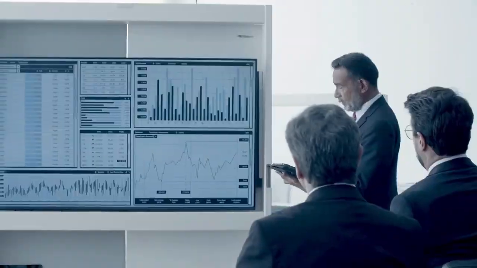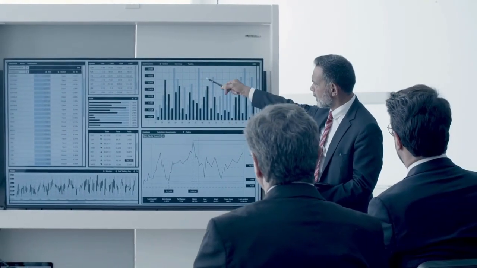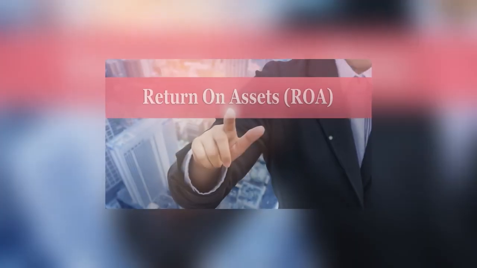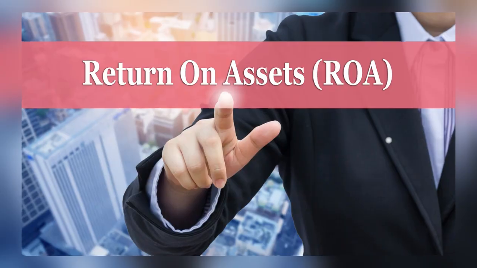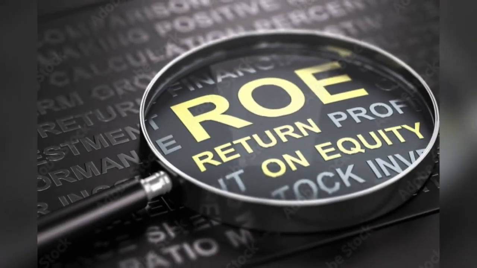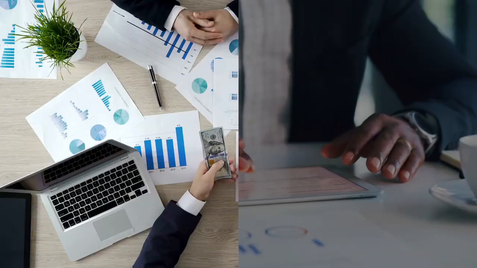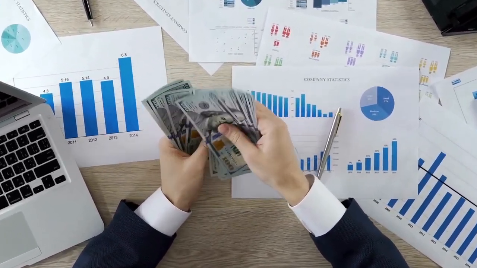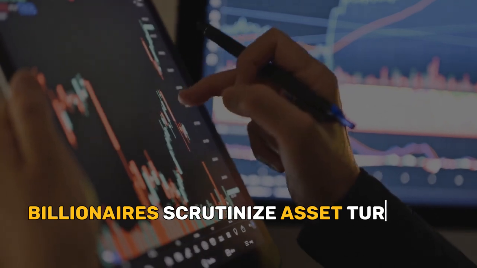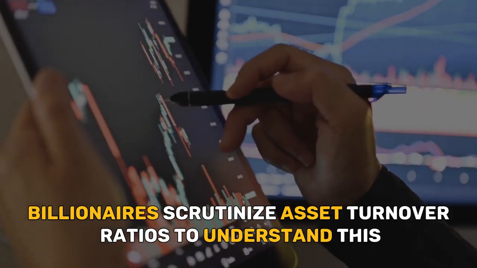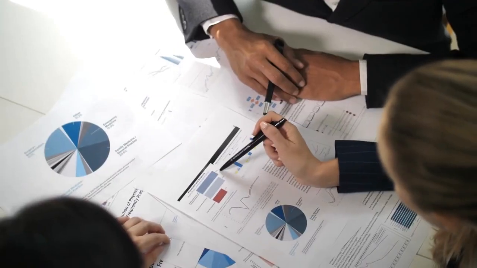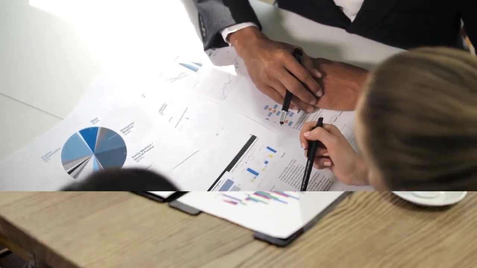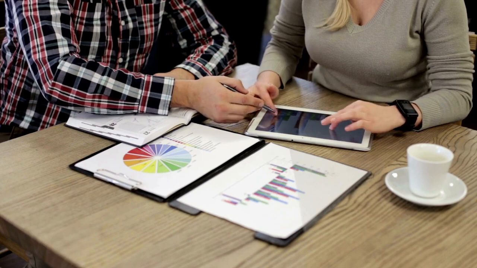Profitability. Billionaires don't just look at if a company is making a profit. They want to know how efficiently the company is generating that profit. They analyze metrics like return on assets, ROA, and return on equity, ROE. Asset utilization. It's not just about what assets a company owns, but how effectively they are being used. Billionaires scrutinize asset turnover ratios to understand this. Liabilities. They also carefully examine the nature of a company's debt. Short-term debts may not be a concern, but long-term debts could affect a company's growth potential.